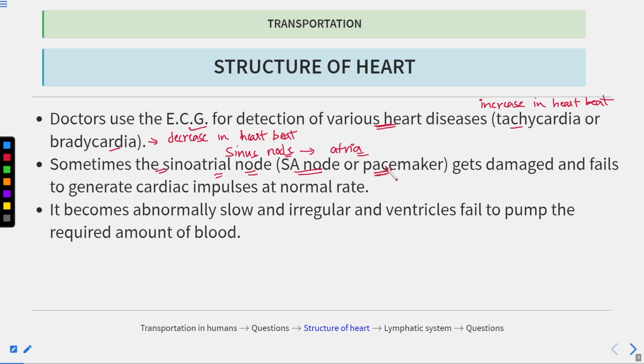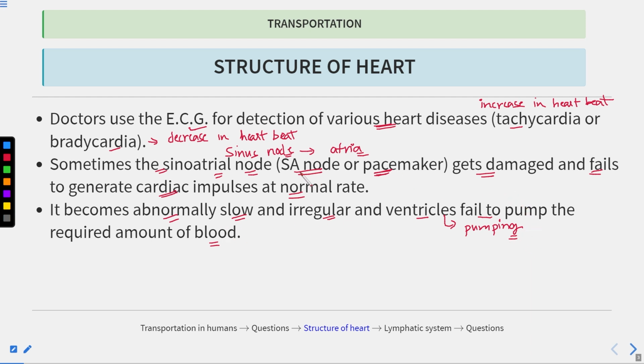Now, if this sinoatrial node gets damaged, then it will fail to generate cardiac impulses at the normal rate. What will happen? It becomes abnormally slow and irregular, and the ventricles fail to pump the required amount of blood. So what was the role of the ventricle? It acts as a pumping machine. The role of the ventricle is to pump the blood towards the body organs.